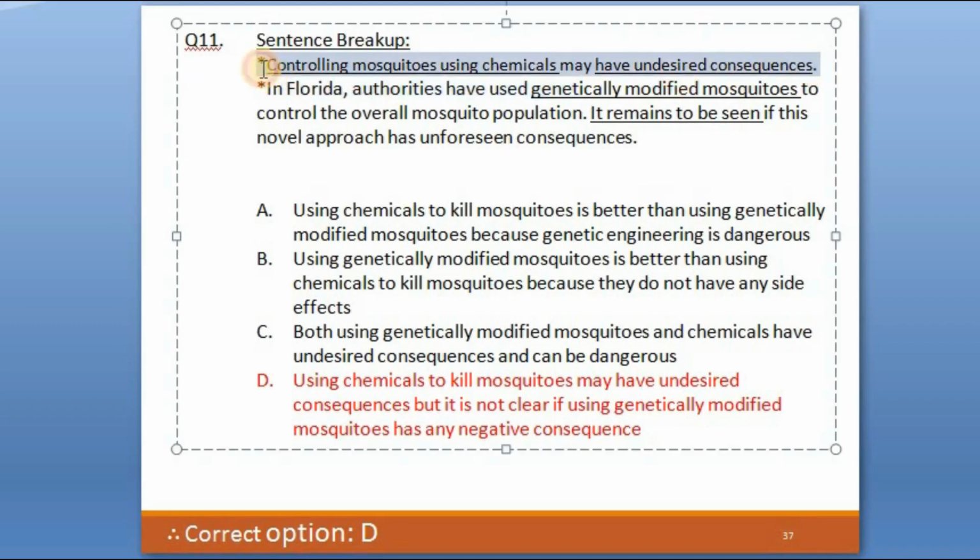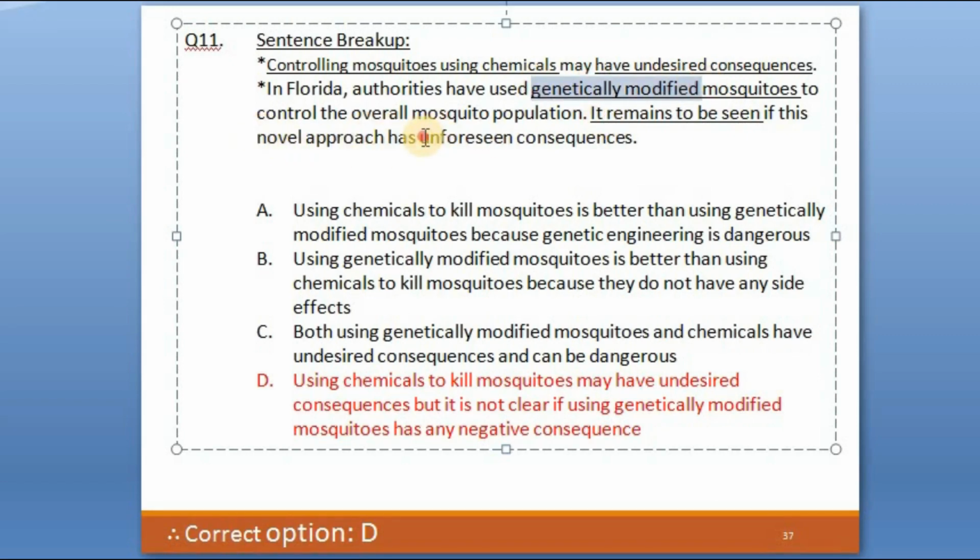And see, in the second breakup, we have: in Florida, authorities have used genetically modified mosquitoes to control the overall mosquito population. And this statement is saying it remains to be seen. It means there is no concrete conclusion that these modified mosquitoes have any unforeseen consequences, right?